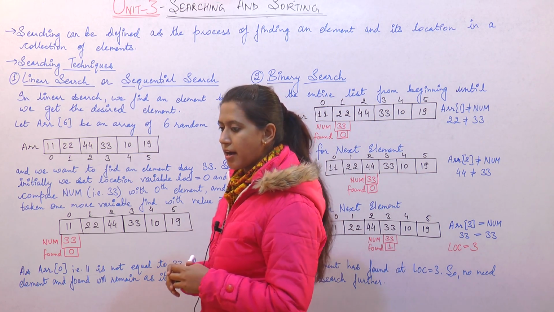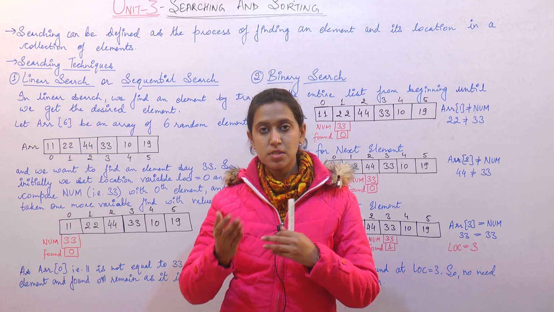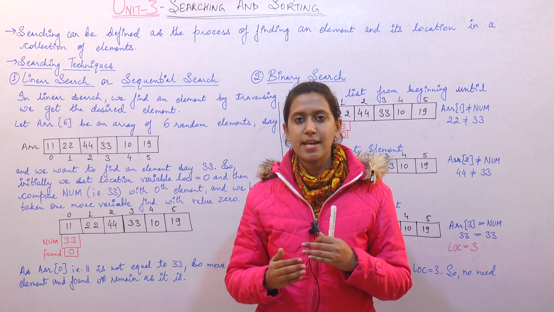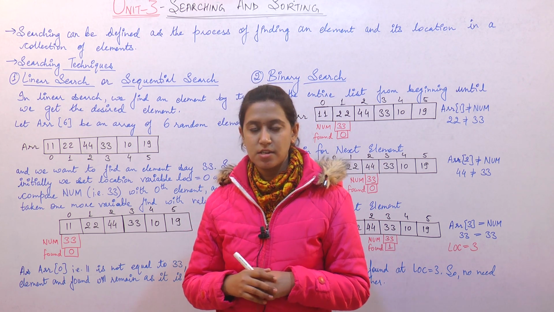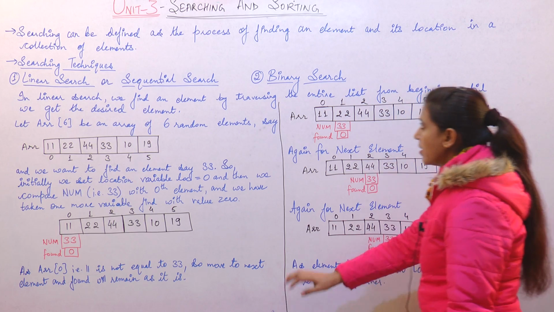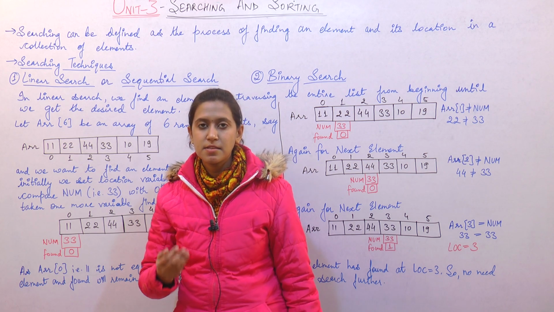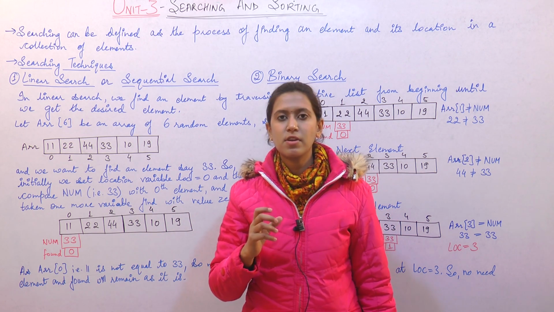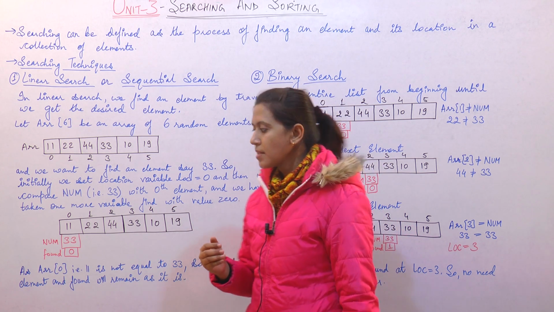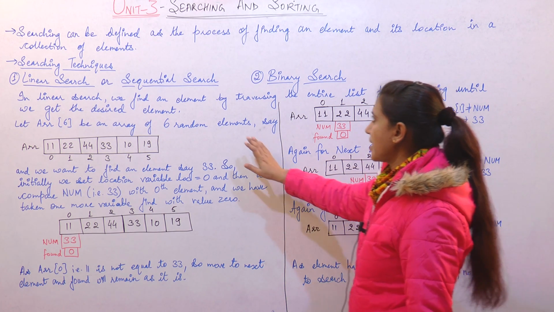Searching and sorting are topics we use in data structures to search for any element in a given data structure, or to sort the elements stored in it. That's why we are studying this unit. As the names suggest, searching means we will search for a particular data element in the data structure, and sorting means we will sort the given data structure. So let's start with searching.